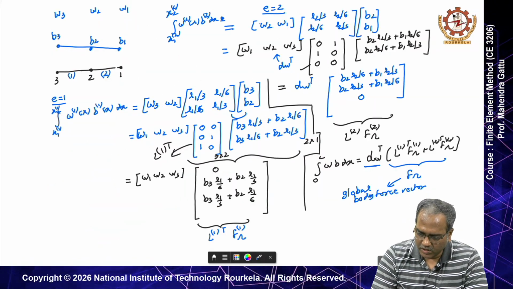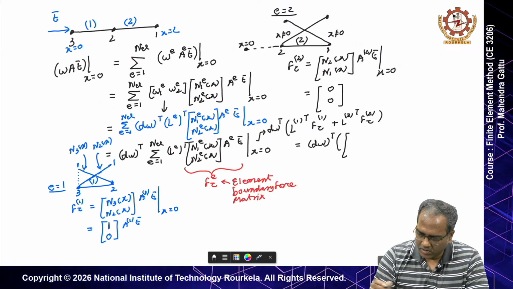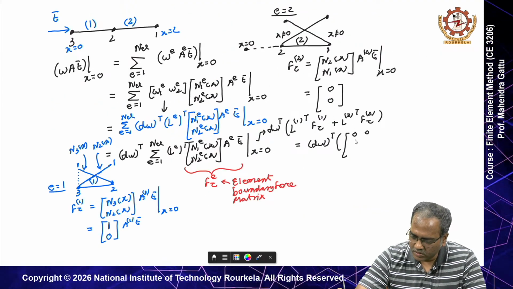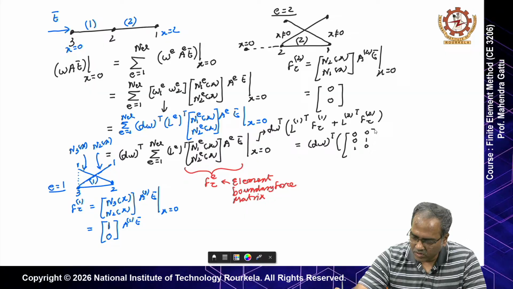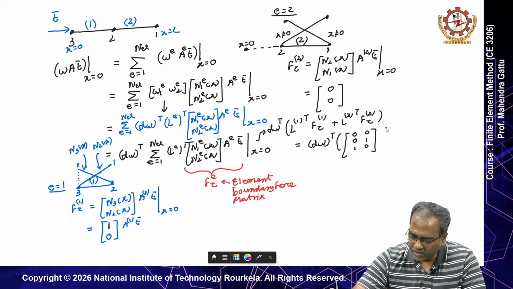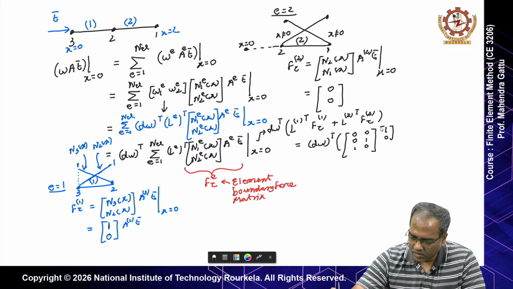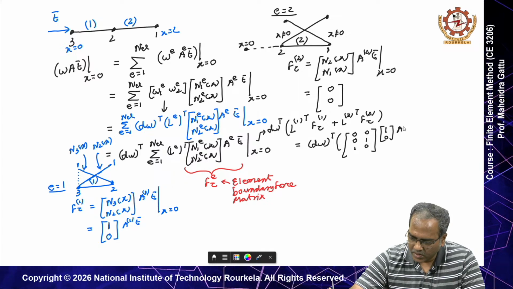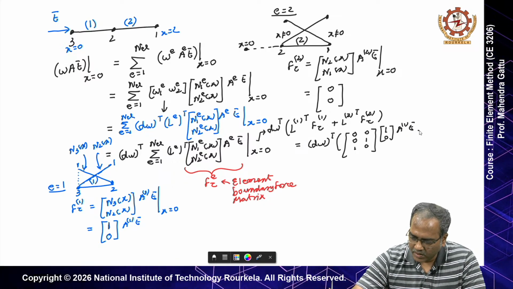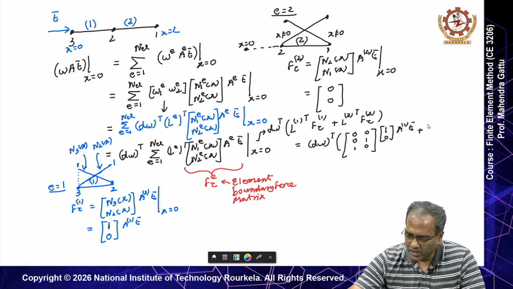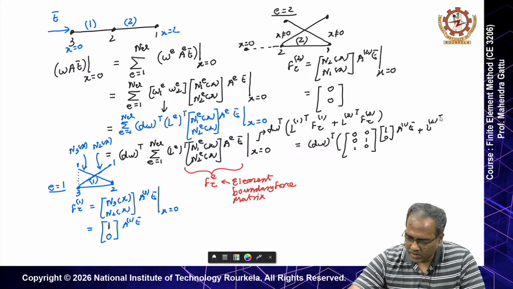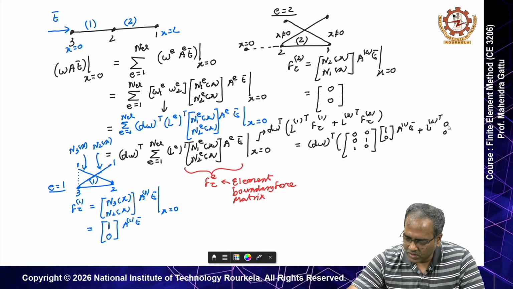L1 transpose is 0 0 0 1 1 0, 0 0 0 1 1 0, and F1 is 1 0 times A1 T bar, and L2 transpose we do not need, we will just write it like this because the F2 term is 0 0. Okay.